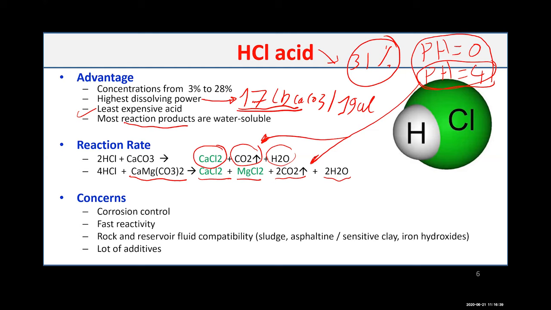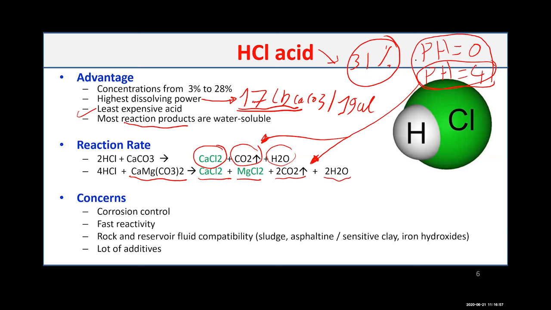CO2 will not bring the pH completely to 7. You still have CO2 dissolved in the water that makes the pH 4. So you can actually judge how your treatment is going. Be sure that all the acid is consumed by checking the pH of your flowback fluid.